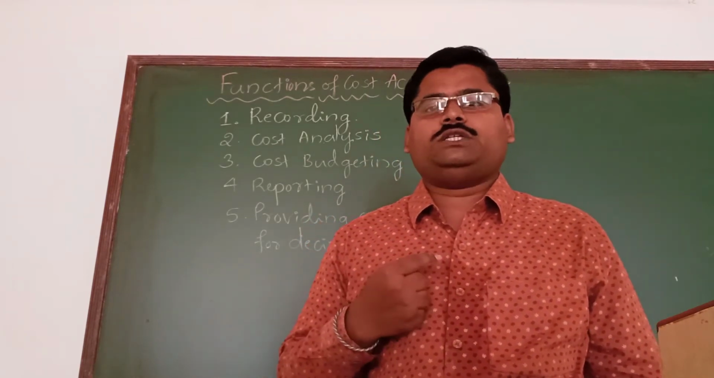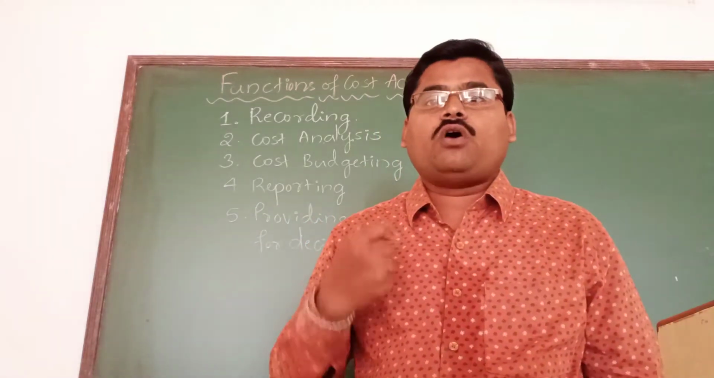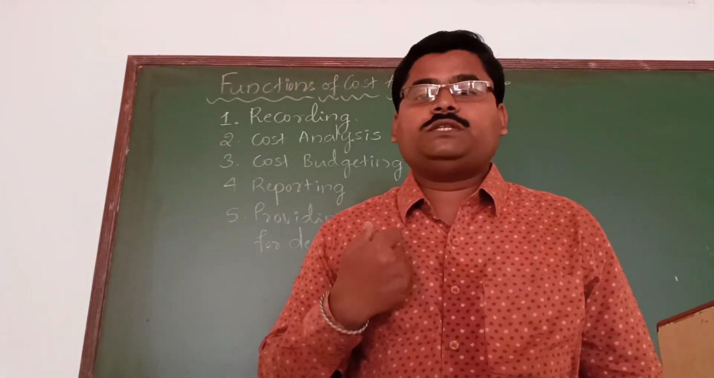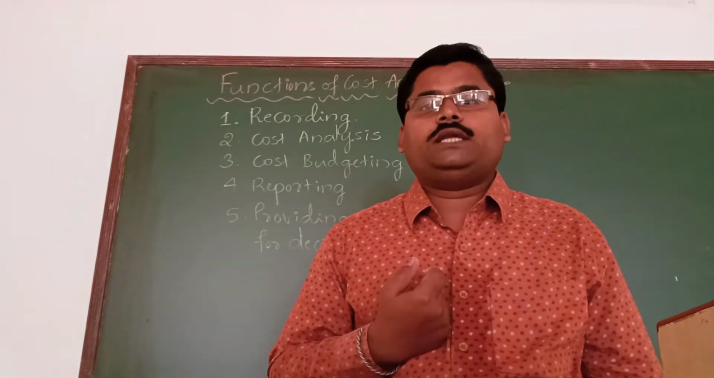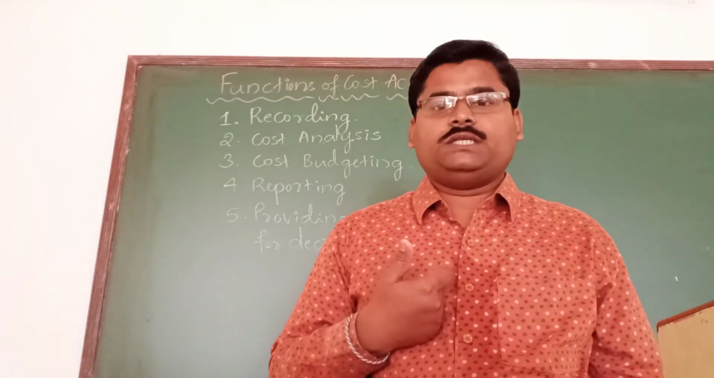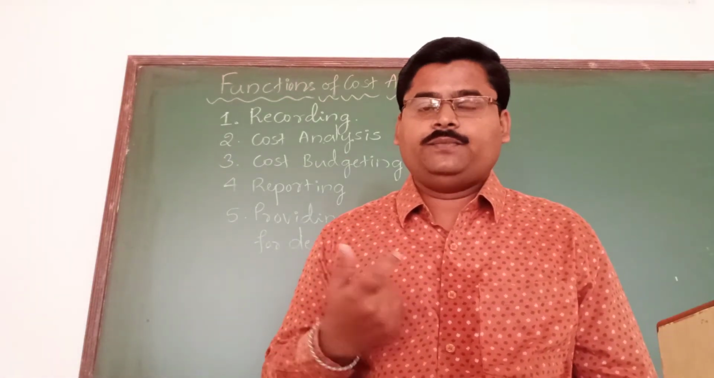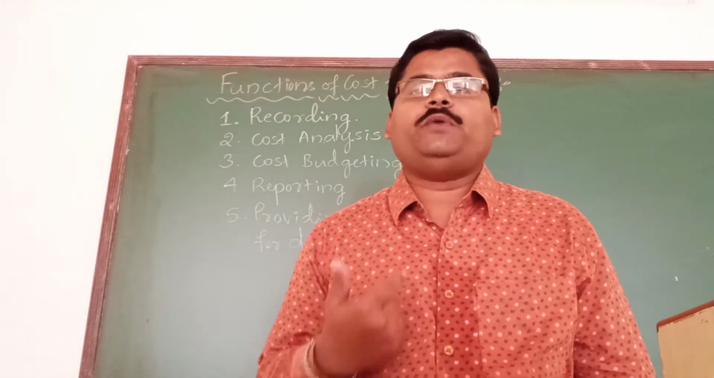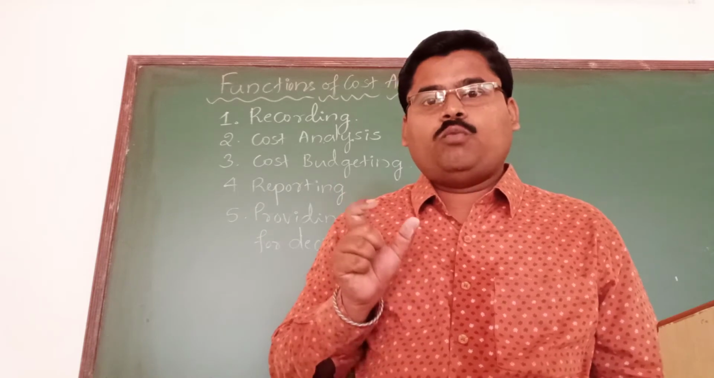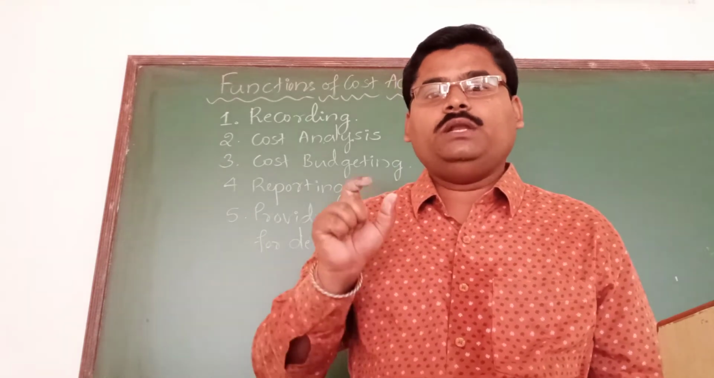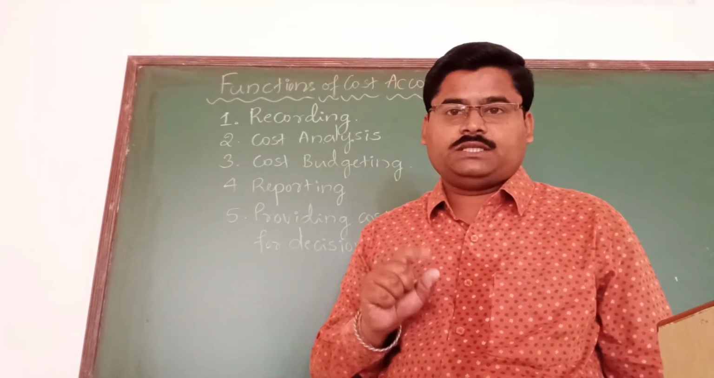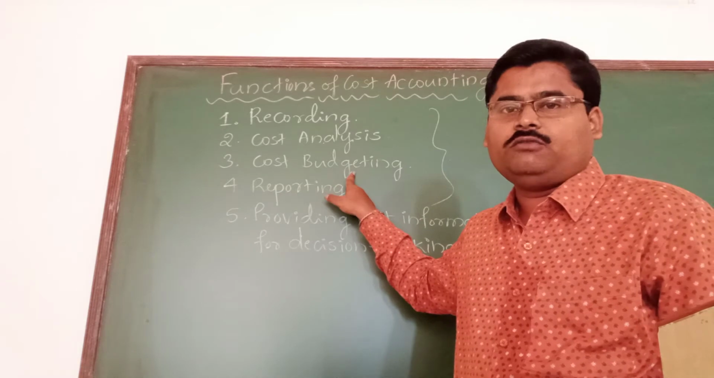And in every business organization, different types of cost budgets are prepared. It can be an administrative overhead budget, a labor overhead budget, a selling overhead budget. Like this, many different kinds of budgets are prepared so that the cost is properly monitored and properly regulated. That process is called cost budgeting. That is the third important function.